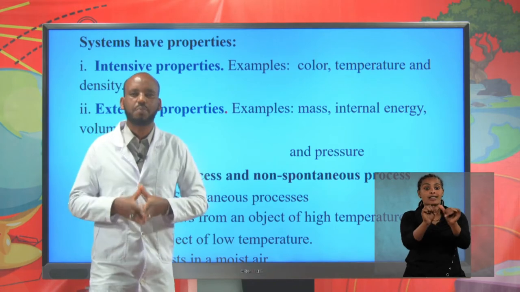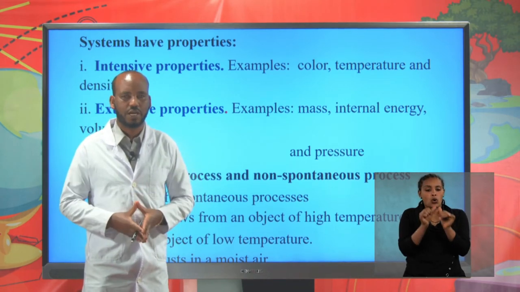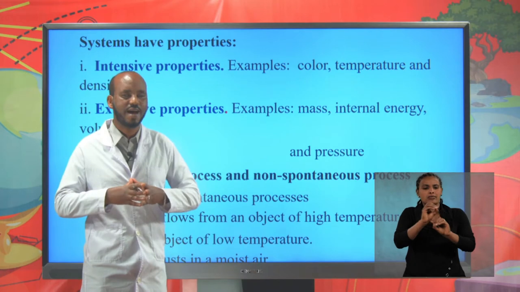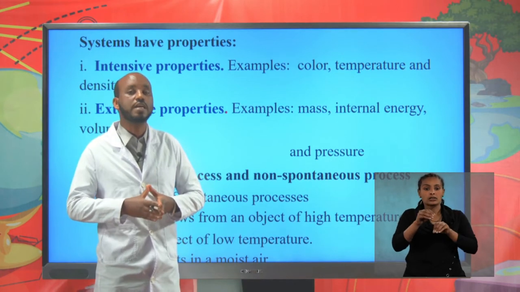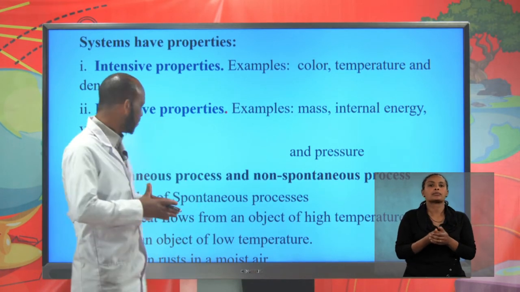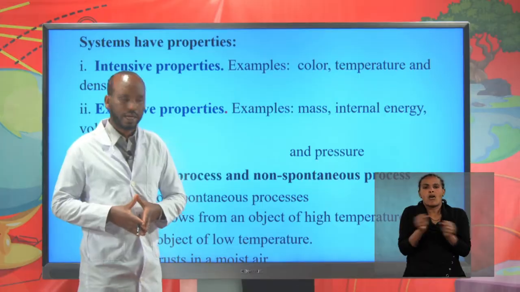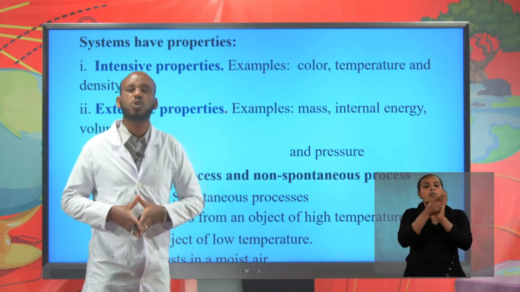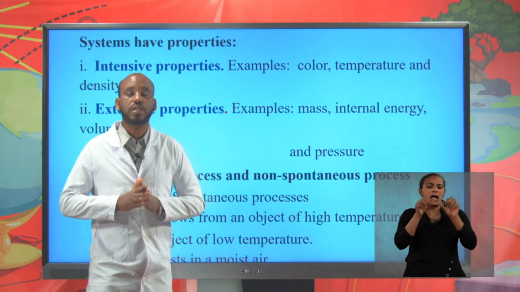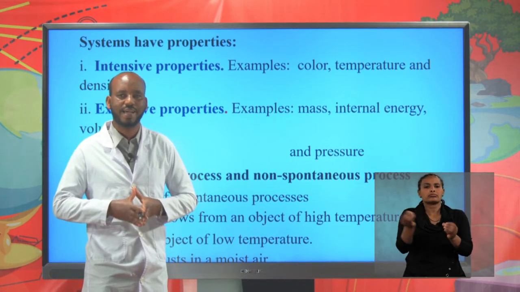Spontaneous process is a process which can proceed by itself without external action, without external influence. For example, heat flows from a body of high temperature to a body of low temperature. This process can proceed by itself. Iron rusts in moist air. Again, this is an example of spontaneous process that can proceed by itself without external agents.